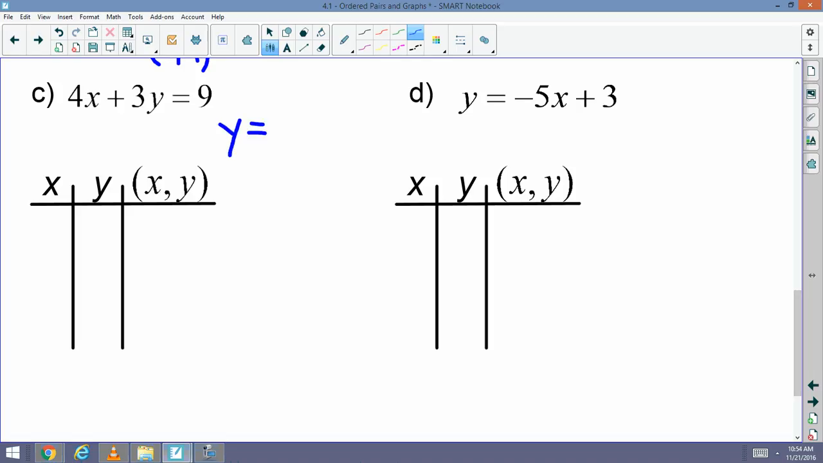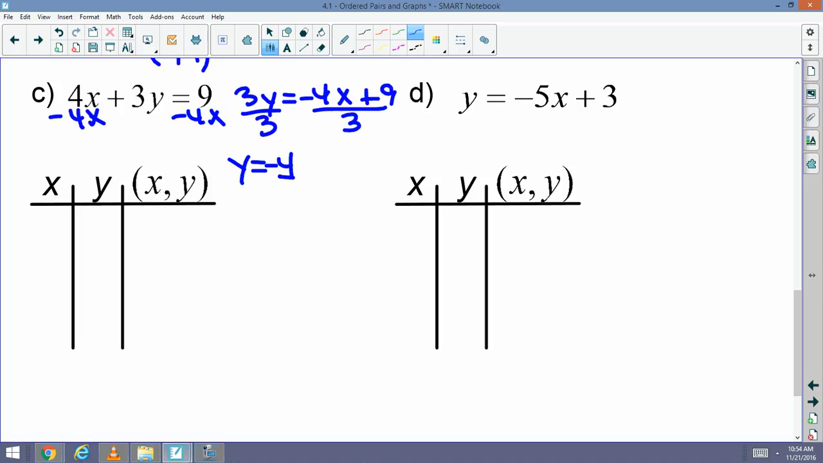Y equals negative 4/3 x plus 3. Okay? Let me show you how we got that, because a lot of people gave me the wrong thing here. Subtract 4x, good job. That's exactly how you start. So you got 3y equals negative 4x plus 9. Go ahead and divide everything by 3. So y equals negative 4/3 x plus 3.